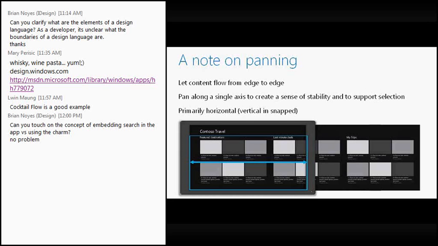So limit your axis of panning to just one axis. Horizontal, of course, is preferred, but vertical can be in a snap view. I don't know if anybody's had an experience with snap view, but we can talk about that in a moment. So right here, as a don't, have two areas of scrolling on screen.